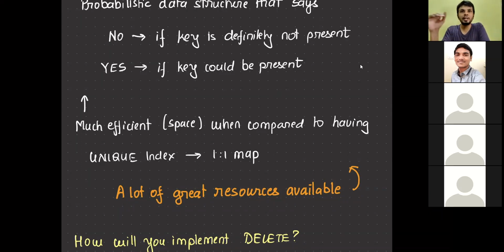But you are just trying to minimize the cases where you are definitely sure that the key does not exist. You are saying the key does not exist there. Okay. So now what would happen?